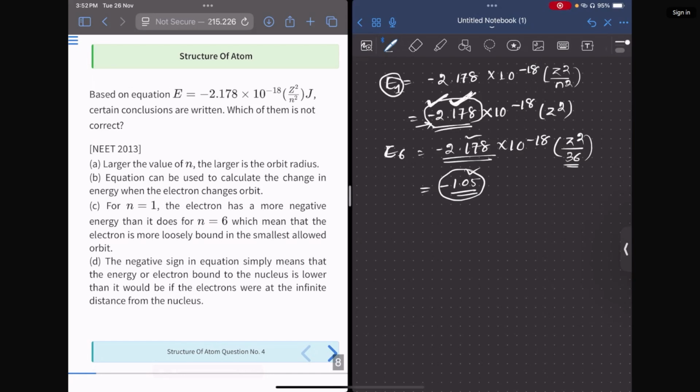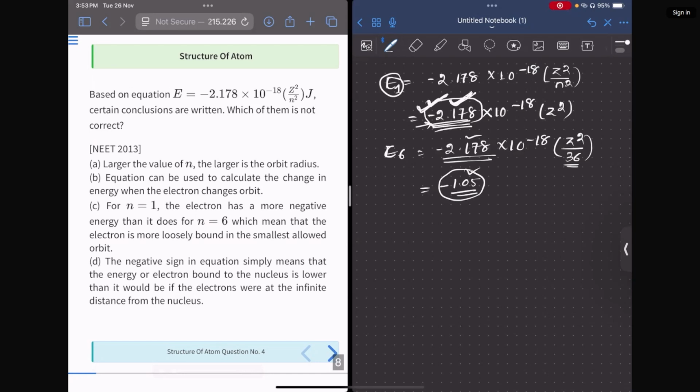So option C is incorrect. Why? Because it says more loosely bound in the smallest allowed orbit. No, it is the opposite. It is more closely bound in the smallest allowed orbit. We found that the negative energy is more in the smaller orbit. Let's read out the D option also.